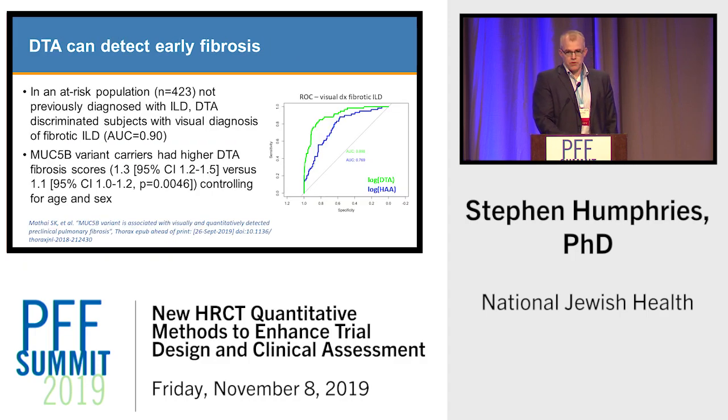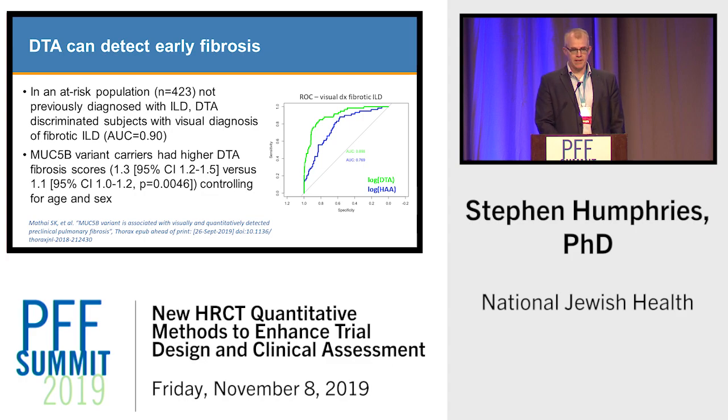We've also had the chance to apply this approach in a separate group, working with Dr. Schwartz's group at University of Colorado, to detect early fibrosis in patients who had not previously been diagnosed with interstitial lung disease. In a cohort identified to be at risk based on family history, we analyzed CT scans and found that the computer score was concordant with a radiologist's visual diagnosis of the presence of fibrotic ILD. In addition, those with a known genetic risk factor, the MUC5B variant, also had a significantly higher lung fibrosis score on quantitative CT.